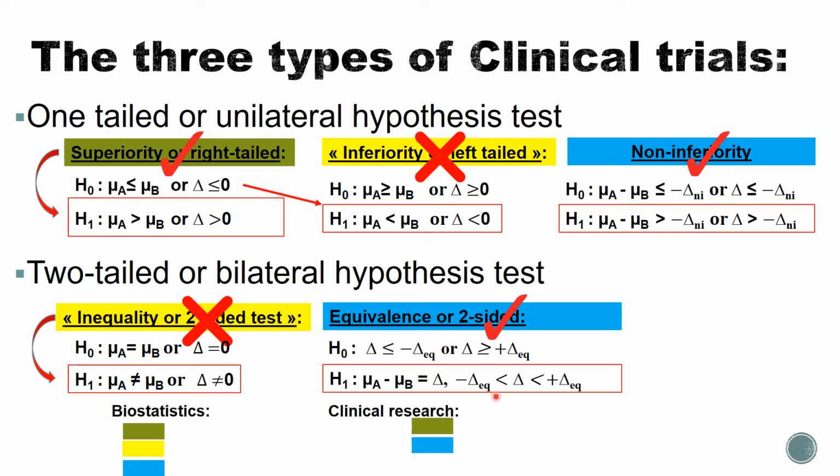So in order to test our understanding about all these hypotheses in the 3 clinical trials, superiority, non-inferiority, and equivalence trials, let's look at these graphs.